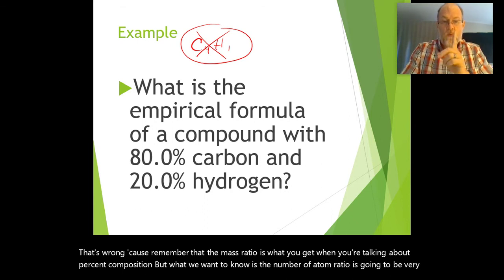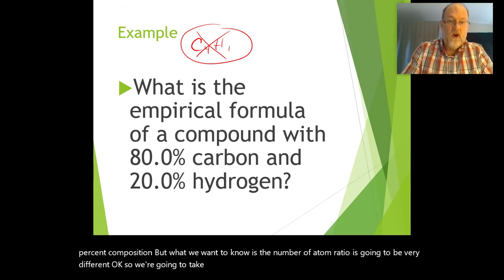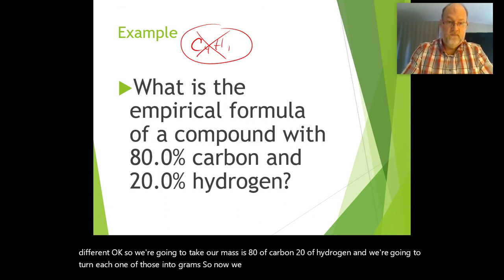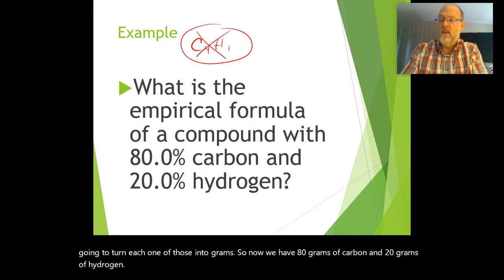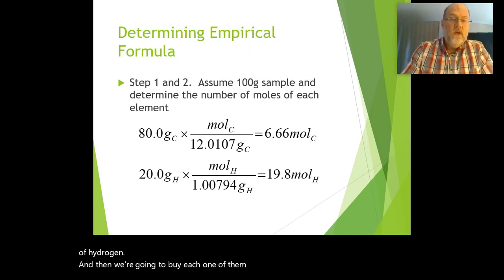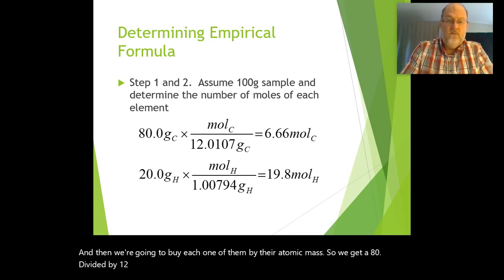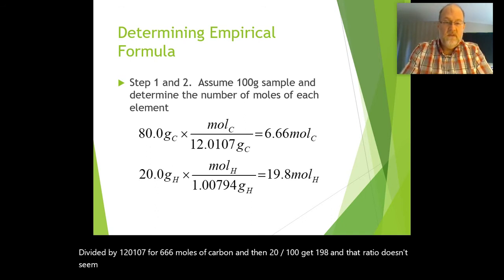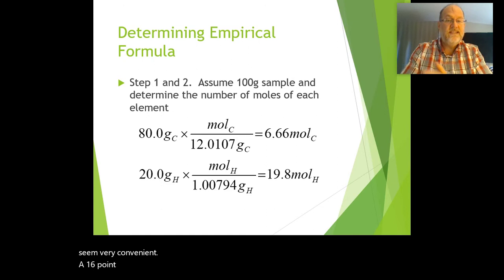Okay? So we're going to take our masses, 80% carbon and 20% hydrogen, and turn each one of those into grams. So now we have 80 grams of carbon and 20 grams of hydrogen. Then we're going to divide each one of them by their atomic mass. So 80 divided by 12.0107 gives 6.66 moles of carbon. And then 20 divided by 1.00 gives 19.8. And that ratio doesn't seem very convenient. It's 6.66 to 19.8. Let's simplify that.